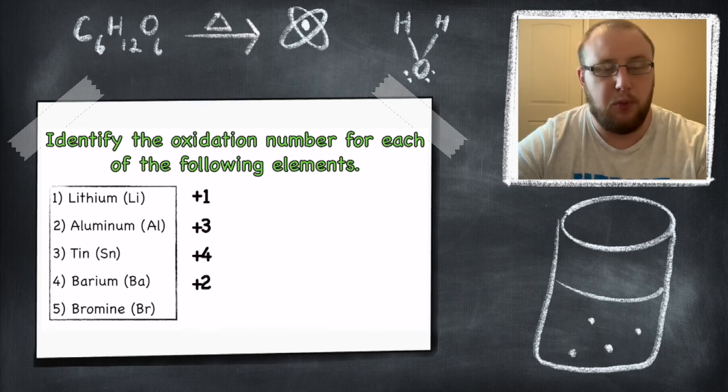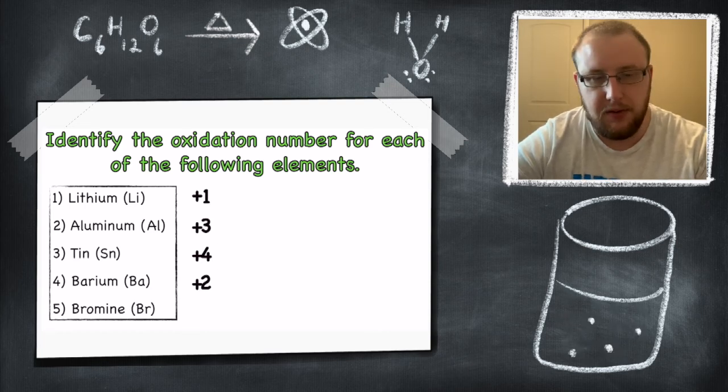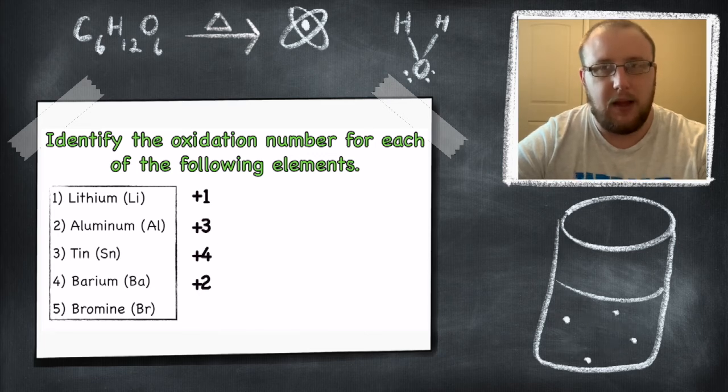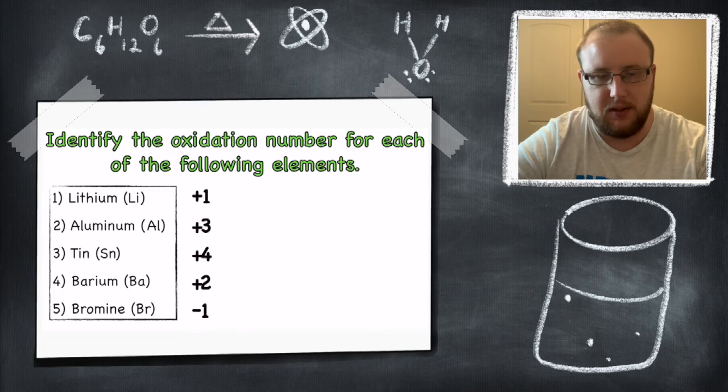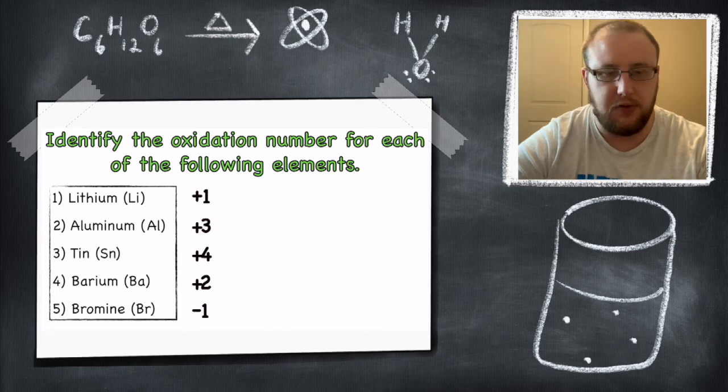Finally, we've got bromine, Br. That's going to be found right underneath your fluorine. It's number 35 on your periodic table. So if it's underneath fluorine, that means it's going to have a -1 oxidation number, or in other words, it has 7 valence electrons, because if we gain one negative, we're going to be at 8 valence electrons.